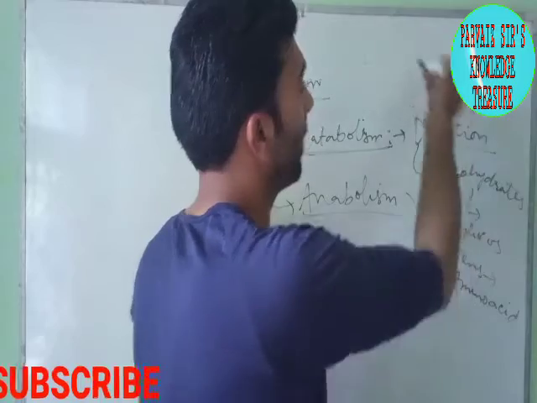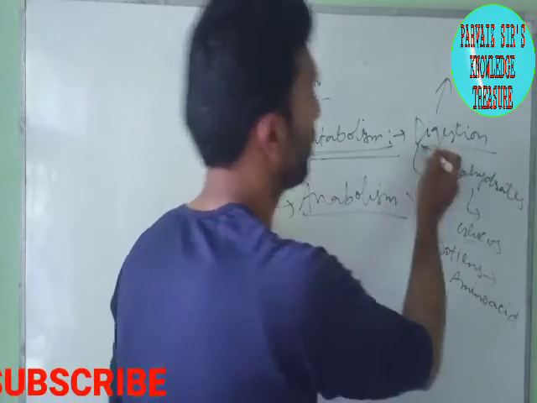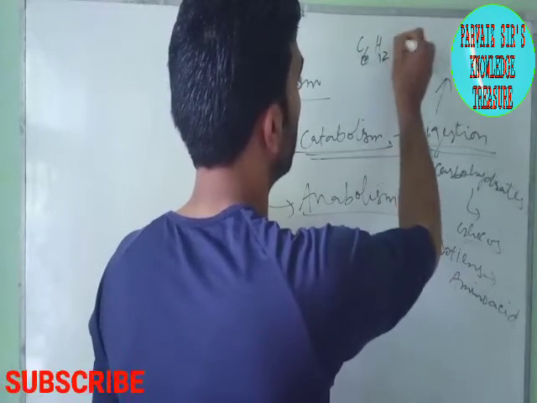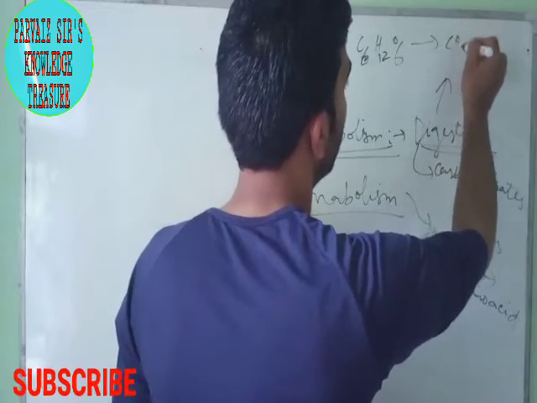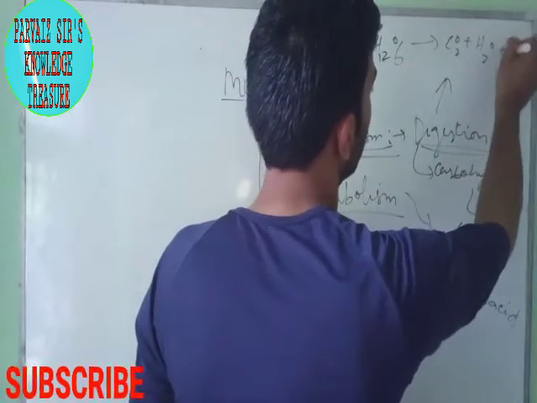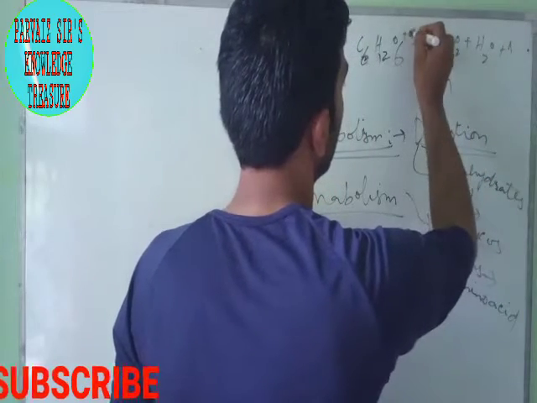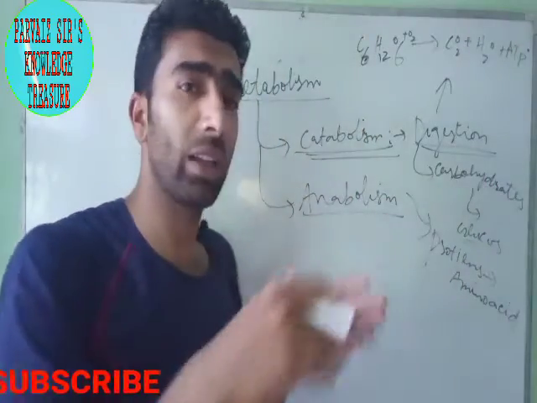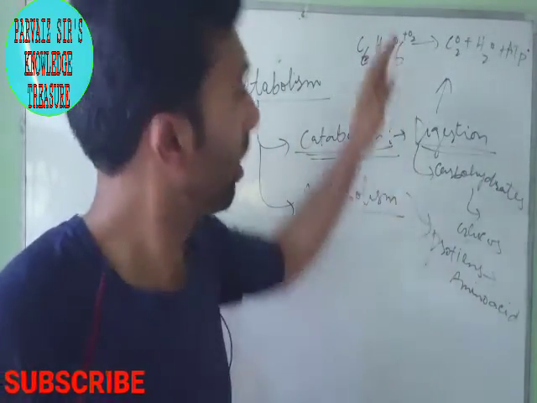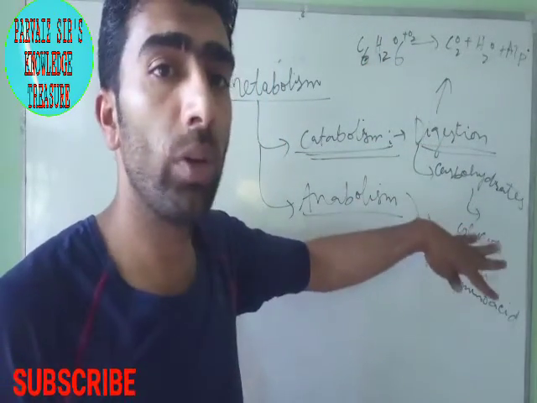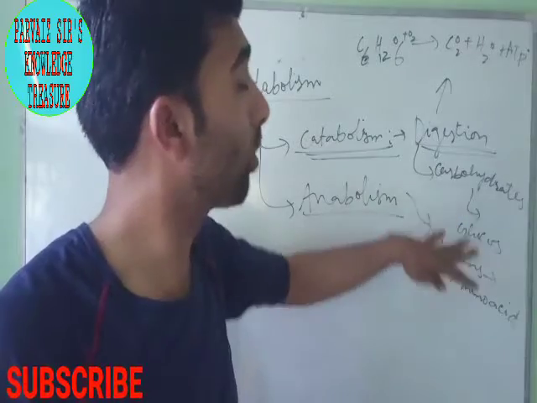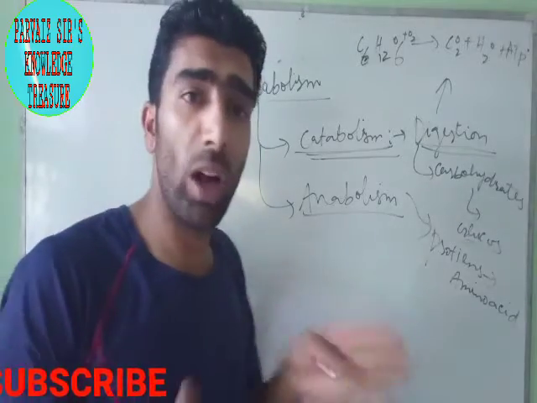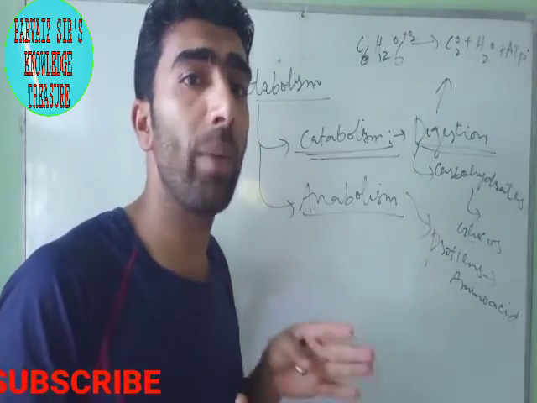Or we can say in respiration. Respiration is also a catabolic process. Digestion is a catabolic process. In respiration, glucose is broken down into carbon dioxide and water, and energy is released. So catabolism is the phenomenon in which large macromolecules are broken down into smaller micromolecules. In case of anabolism, smaller molecules combine together to form a bigger molecule.